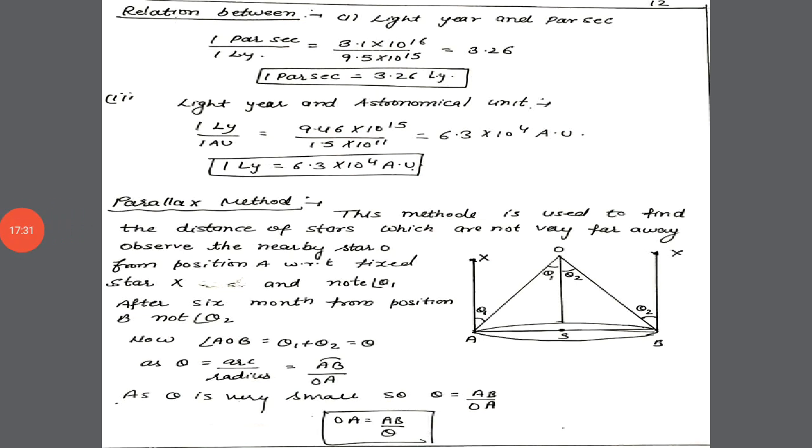So in this particular class, what did we study? We studied units, physical quantities, types of physical quantities, SI units and their characteristics, other units for measurement of large distances, their relations, as well as the parallax method. Try to solve some questions based on these given in your NCERT book.